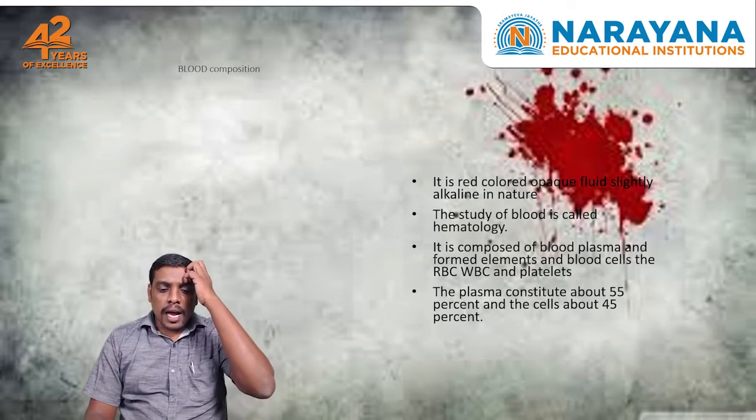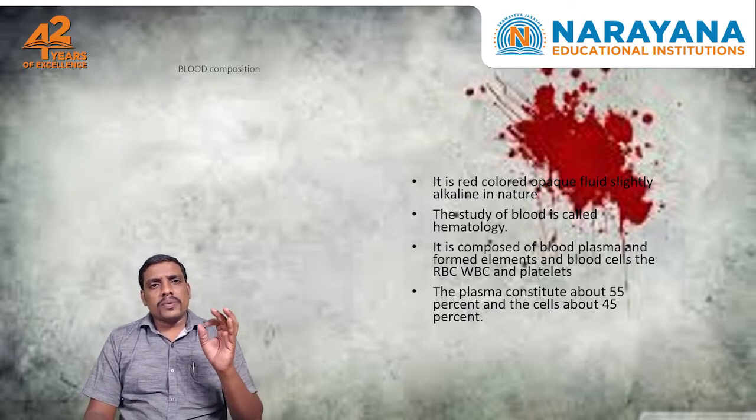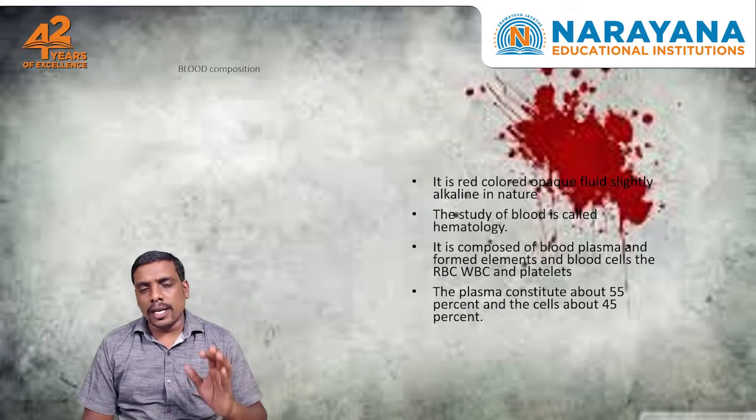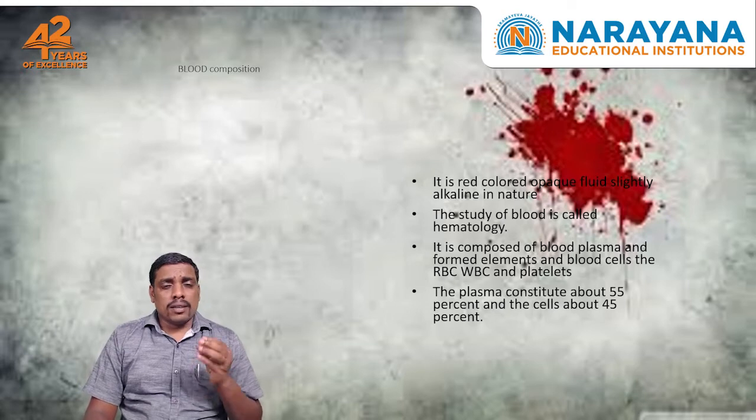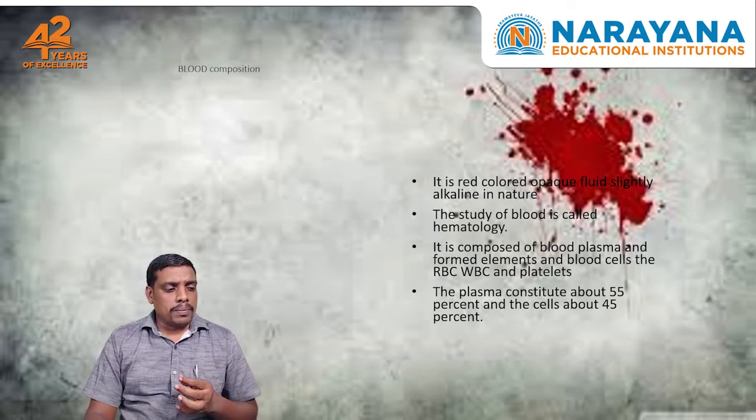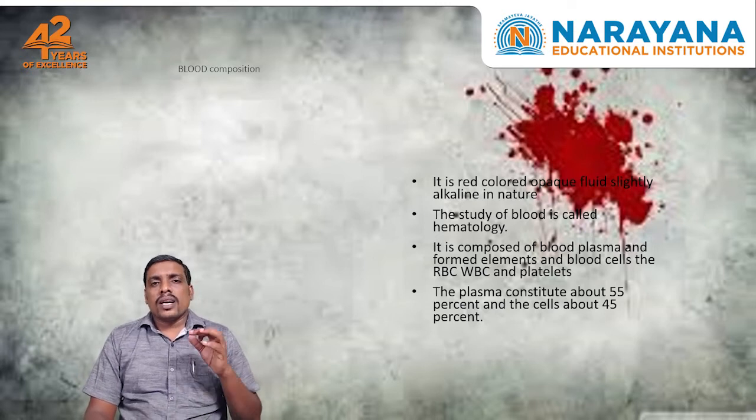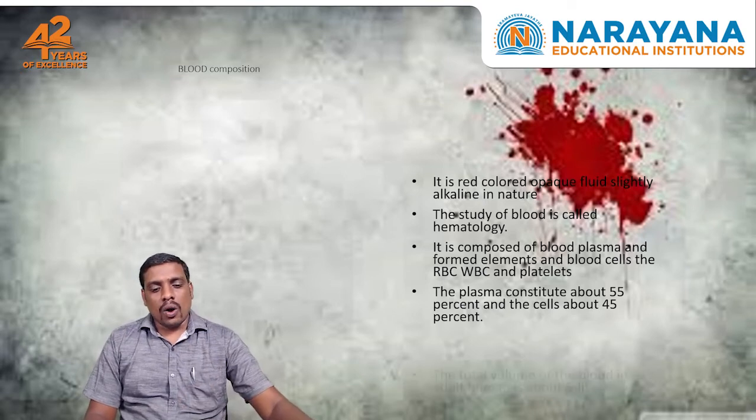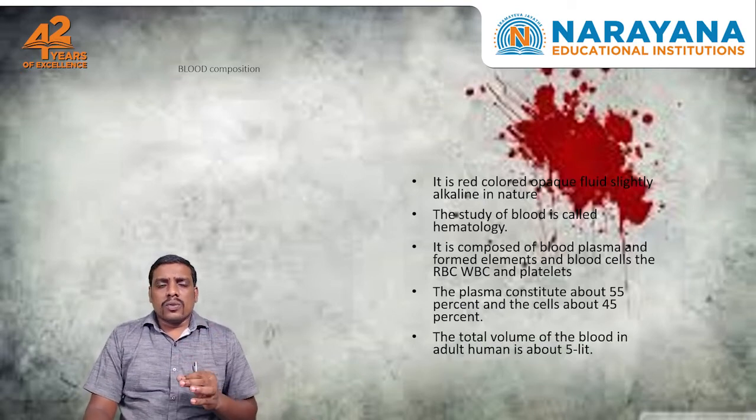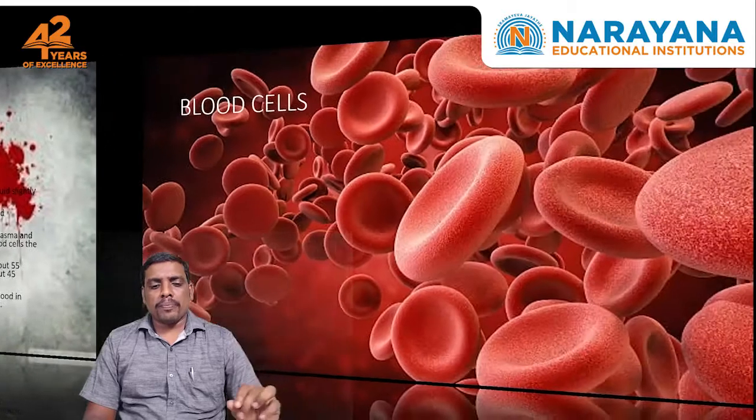Now, the plasma constitutes about 55% of the blood. The remaining 45% of the blood contains formed elements, which are nothing but the cells. Cells are considered as formed elements in the blood. All cells like red blood cells, white blood cells, platelets are formed elements. Now, the blood contains inorganic salts and organic salts. What are inorganic salts? What are organic salts? Let us find out. The total volume of the blood in our body is about 5 liters.